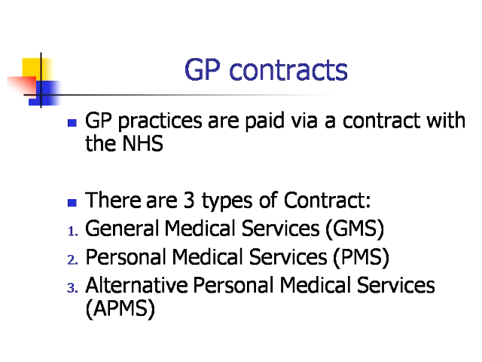What are the types of GP contract at present? GP practices are paid via contract with the NHS, and there are three types of contract. Number one, General Medical Services, GMS. Number two, Personal Medical Services, PMS. Number three, Alternative Personal Medical Services, APMS.